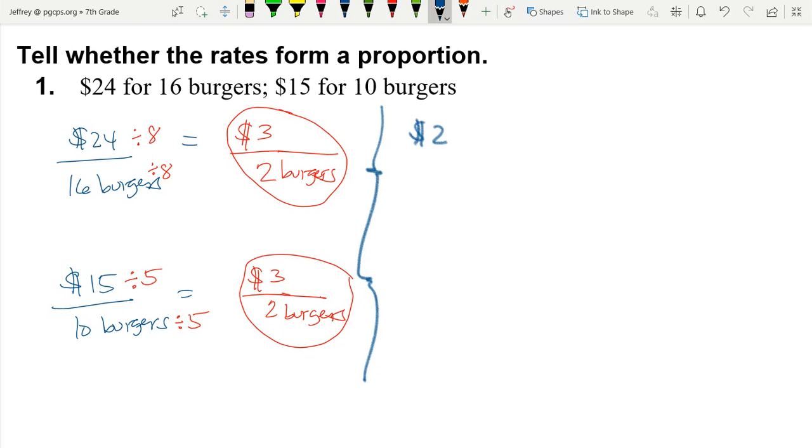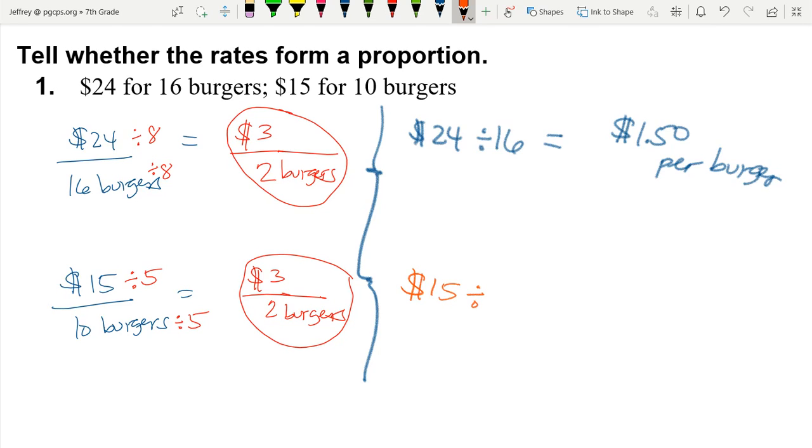So you're going to say $24 divided by 16 burgers, and that will give you $1.50 per burger. And the other one would be $15 divided by 10 burgers. That will give you $1.50 per burger. So the rates form a proportion. They're equal. You can do cross products on your own if you want to.